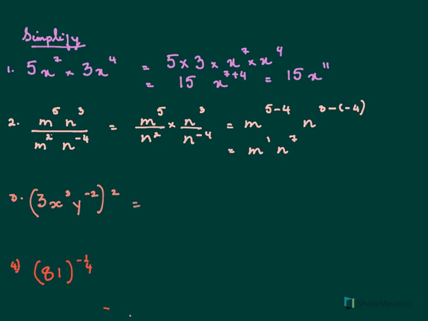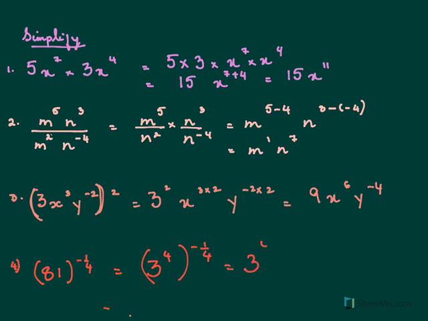The next one, it is whole raised to 2, so it will be 3 raised to 2, x cube into 2, and y minus 2 also into 2, so it will be 9 x6 y minus 4. For next, 81 can be written as 3 raised to 4, then raised to minus 1 by 4. So that will be 3 raised to 4 into minus 1 by 4, the 4s cancel. 3 raised to minus 1 will be 1 by 3. Here remember, this 2 that is outside has to be multiplied with each one of them.